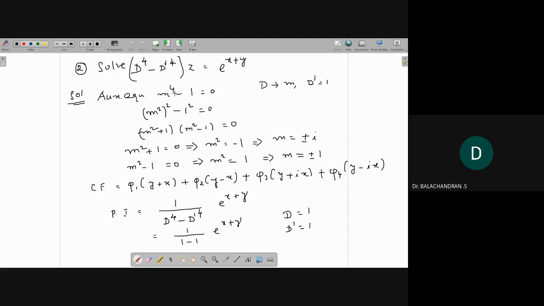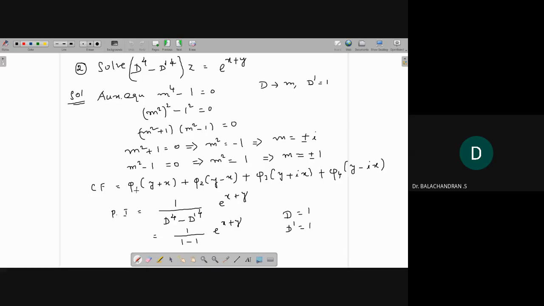You can write m⁴ as (m²)² - 1² = 0. This is of the form a² - b², you can write this as (a + b)(a - b). So m² + 1 = 0 implies m² = -1, so m = ±i. Similarly, m² - 1 = 0 implies m² = 1, and hence m = ±1. So there are 4 roots because this is a fourth order differential equation. All the roots are distinct here: +1, -1, +i, -i.